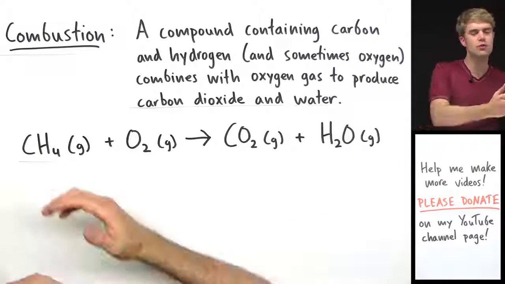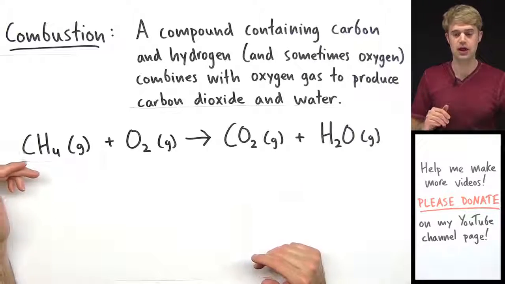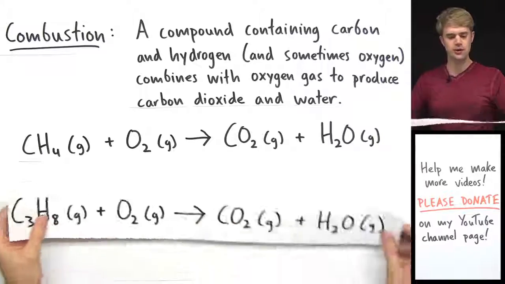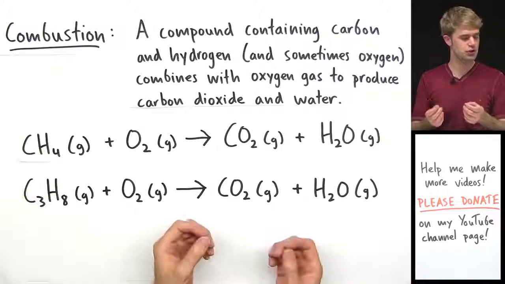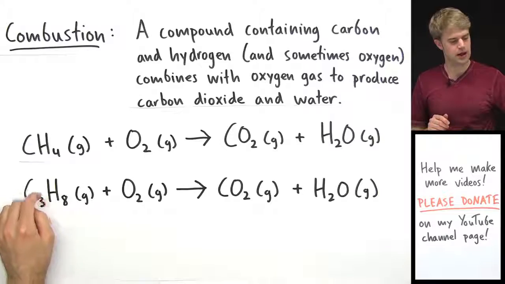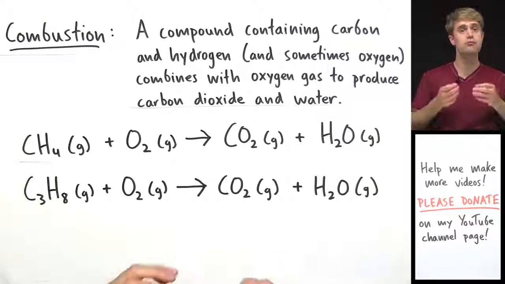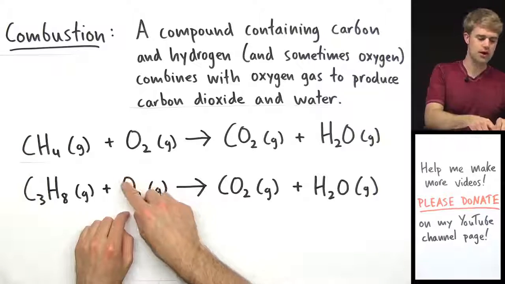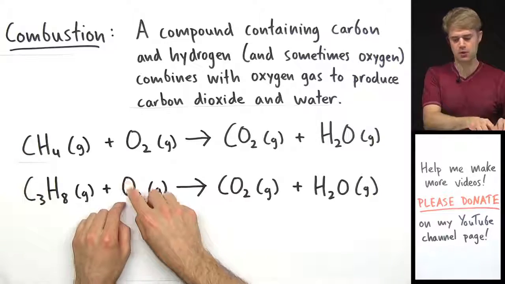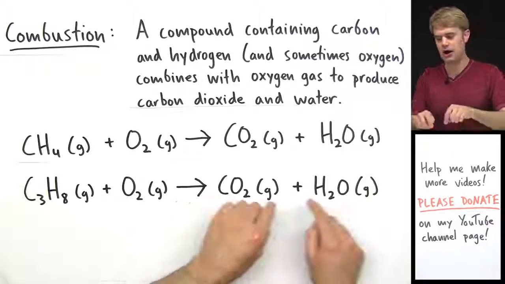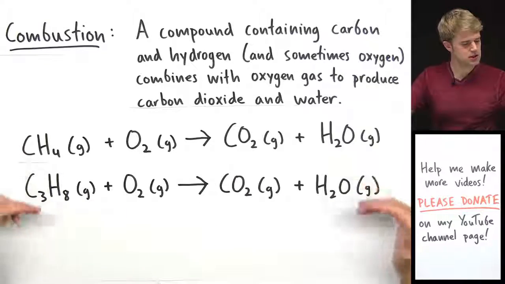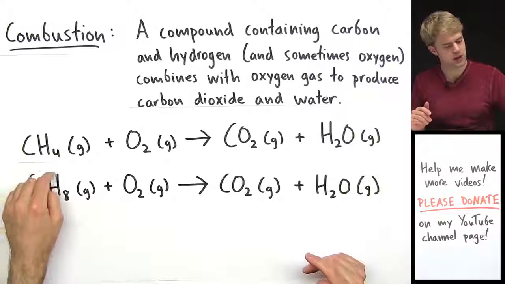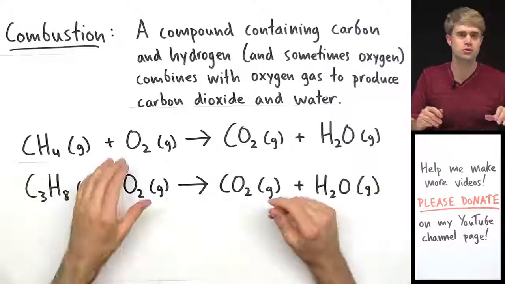Now, we can start with different things in a combustion reaction, and as it says here, the compound usually contains carbon and hydrogen. So here is another example of a combustion reaction. This one starts with C3H8, which is the chemical formula for propane, another type of natural gas. And just like with the last reaction, we combine C3H8 with O2, and this gives us carbon dioxide and water. So these 2 reactions are essentially identical, except for the number of carbons and hydrogens in the compound that we start with.